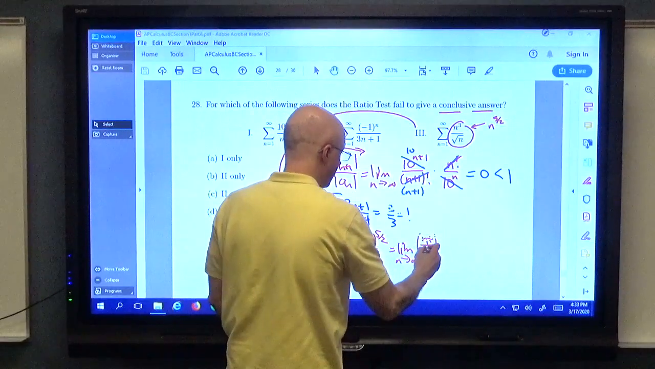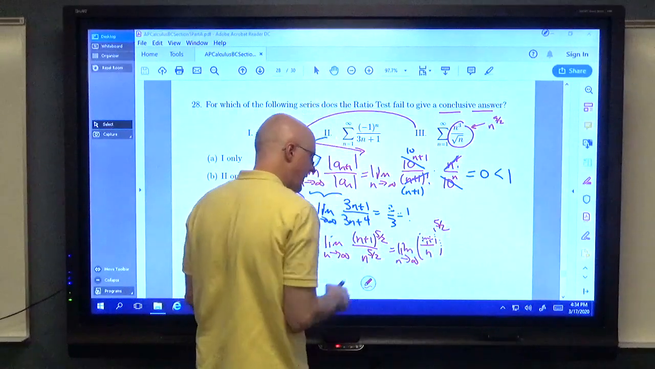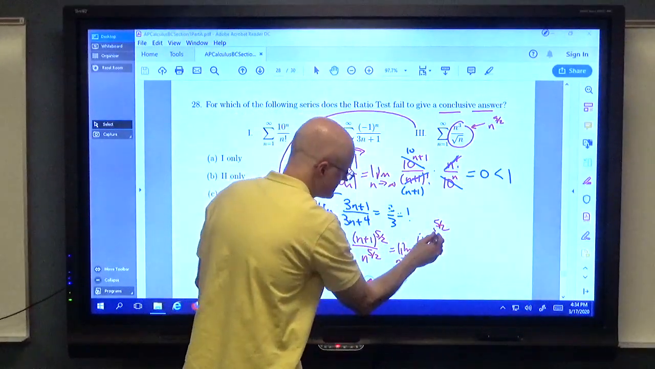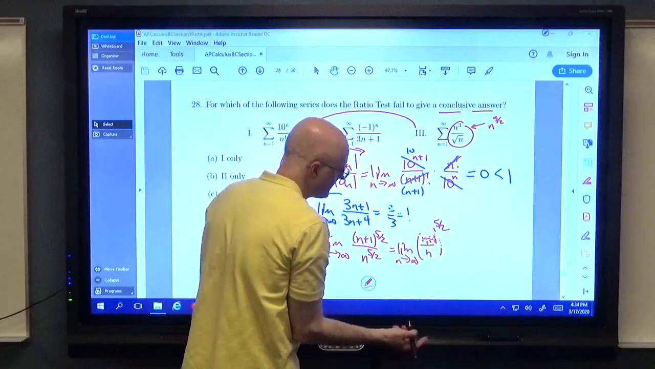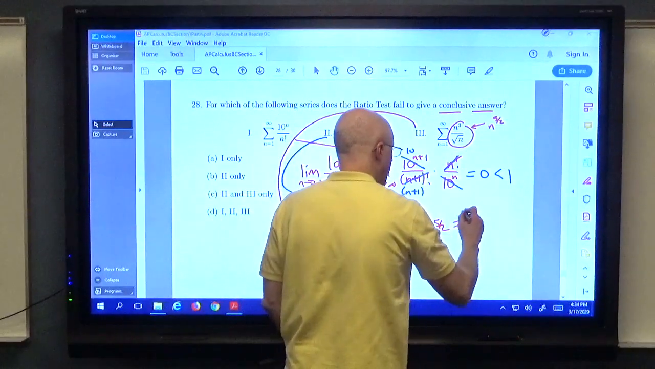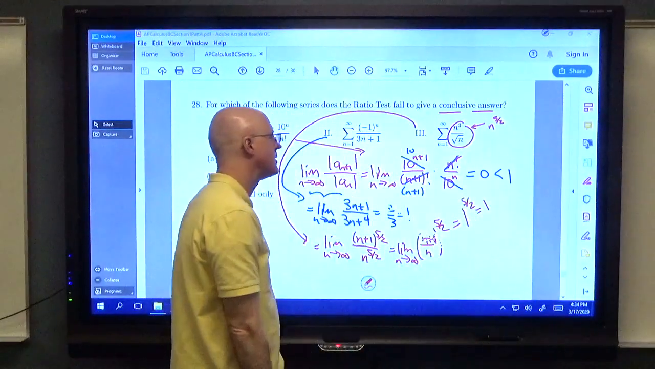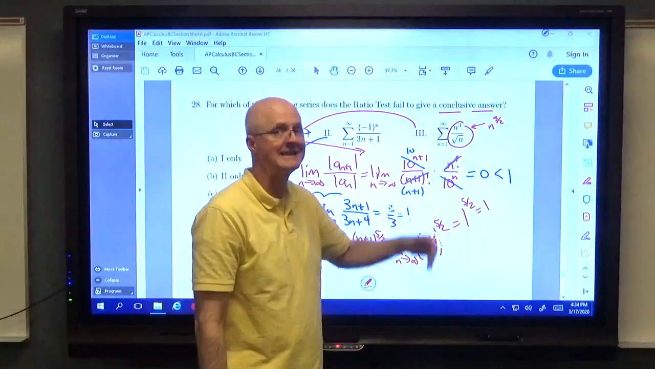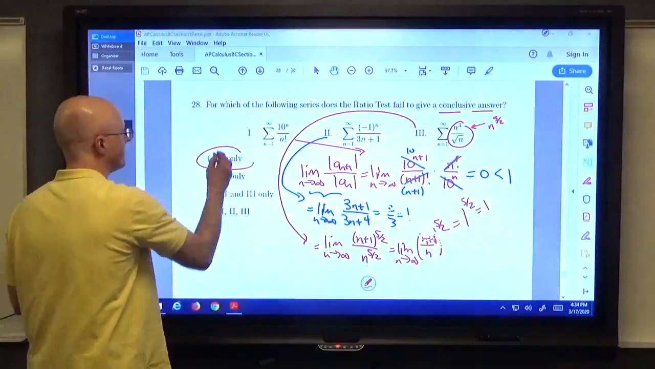And something to the 5 halves power is a continuous function. I can bring the limit in there. N plus 1 over n. As n goes to infinity, that goes to 1. The whole thing goes to 1 to the 5 halves, which is 1. Once again, the ratio test gives no conclusion, even though this series definitely diverges. So the only one that gives a conclusion is 1 only. Okay?